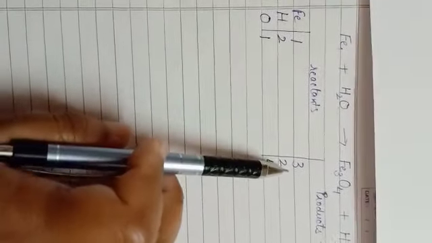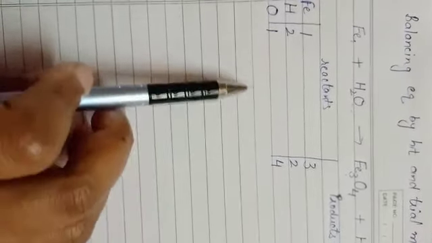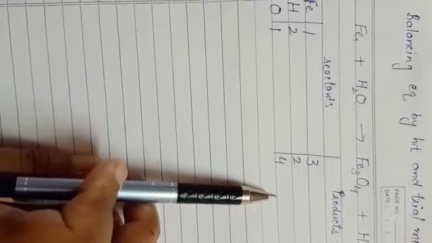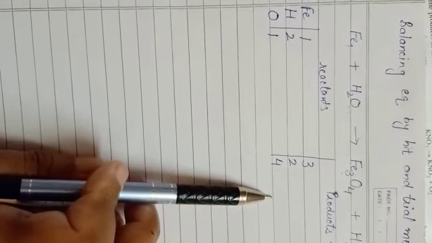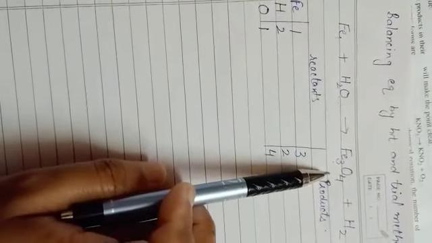So such an equation in which the total number of each element on two sides are not equal, such an equation is known as unbalanced equation or skeleton equation. Now we will learn how can we balance this equation by hit and trial method.